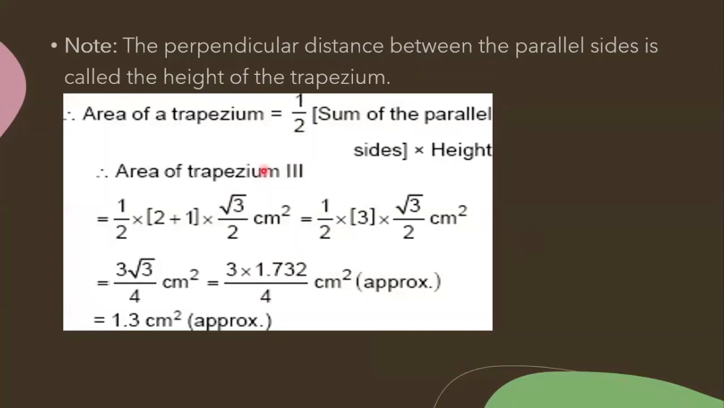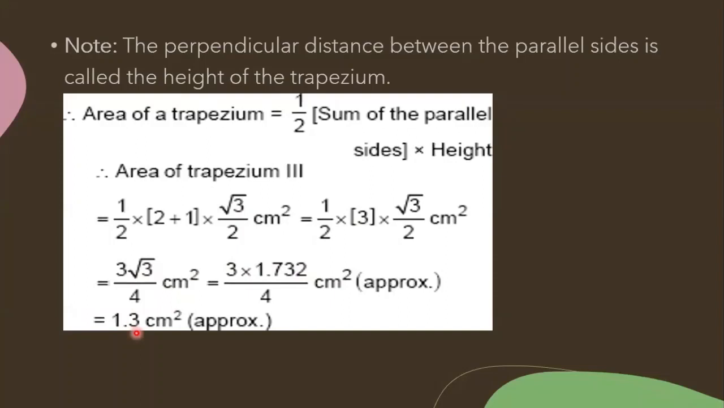So area of a trapezium, we all know, is half into sum of parallel sides into height. So parallel sides we got 2 plus 1. Height we already found by using that construction, root 3 by 2. So 1 by 2 into 3 into root 3 by 2. It is 3 into root 3, 2 2s are 4, so 3 root 3 by 4. Root 3 is an irrational number. Its value is 1.732. Multiply these two and divide by 4. Approximately we are getting 1.3 centimeter square.